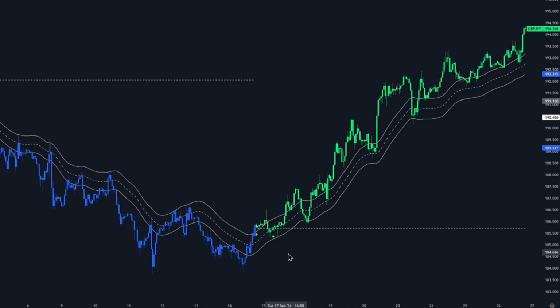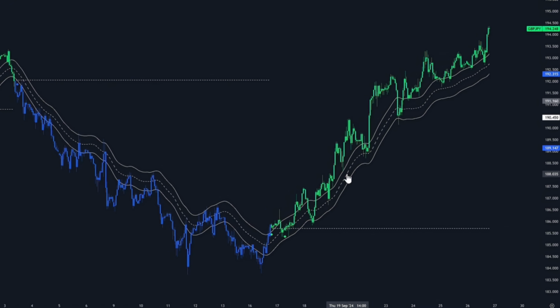But what's really clever is that these outer lines are not fixed. They actually expand and contract based on the market's volatility. When the market is making big moves and candles are large, the band gets wider, and when the market calms down and consolidates, the band tightens up, adapting in real time to the current conditions.